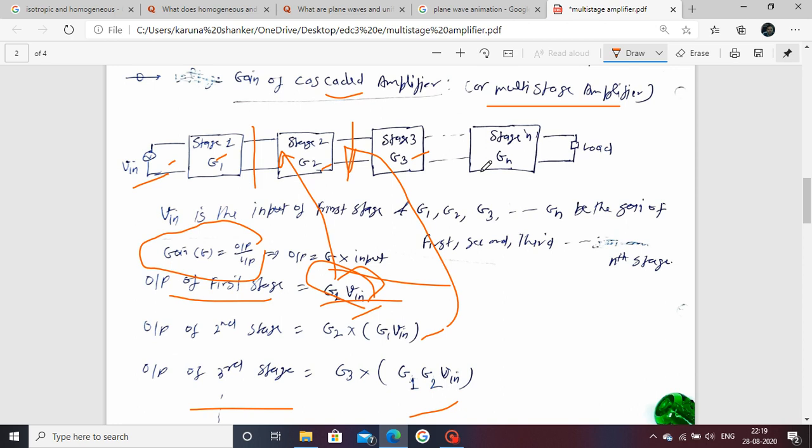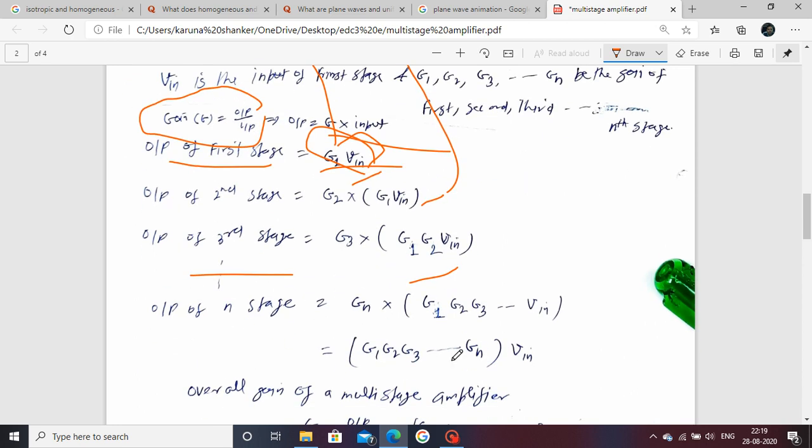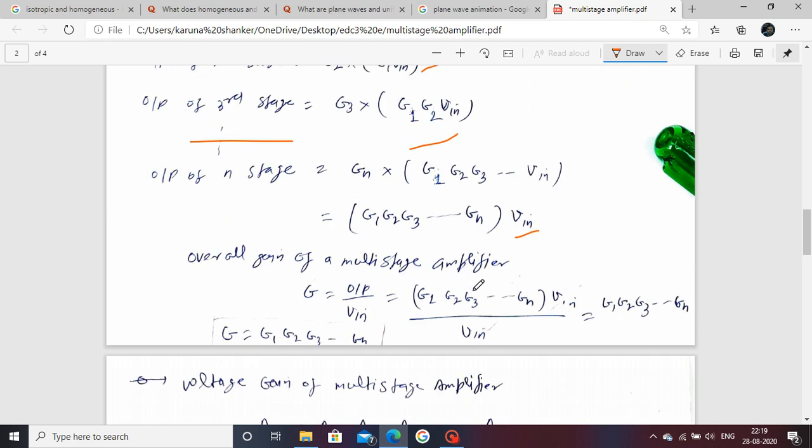Similarly, if there are n stages, this shows the relation for n stages: the gains are multiplied, and then the input voltage. Then the overall gain of a multi-stage amplifier is the output upon input. The output is the value of the last stage of the amplifier, so the overall gain is output divided by input.